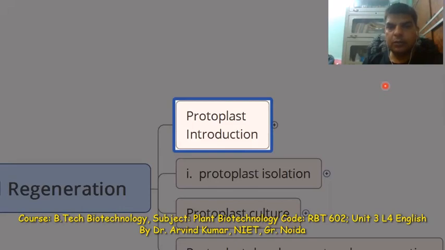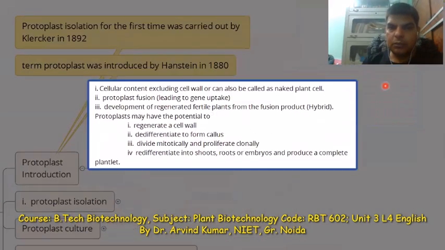First, the question is, what is protoplast? You should know that protoplast is a cell without a cell wall. In plants, if you remove the cell wall, then what remains is called the protoplast, or alternatively, you can also call it a naked plant cell. By definition, it is the cellular content excluding the cell wall, or you can simply say the cell minus cell wall is called the protoplast, or a naked plant cell.